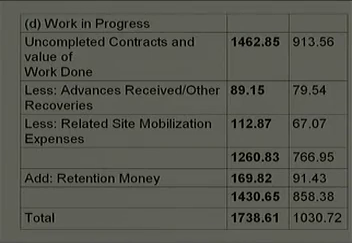Then work in progress, these things we discussed while we were discussing that small example. Then uncompleted contracts and value of work done, then less advances received, other recoveries, less related site mobilization expenses, and then you have retention money. So this is part of your schedule G, it is giving you all the information.